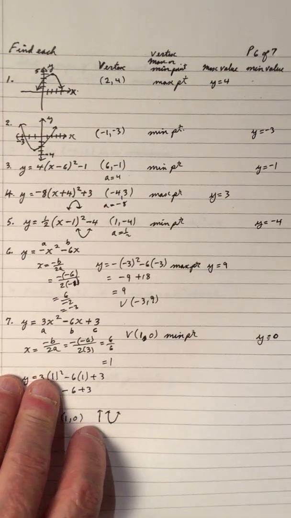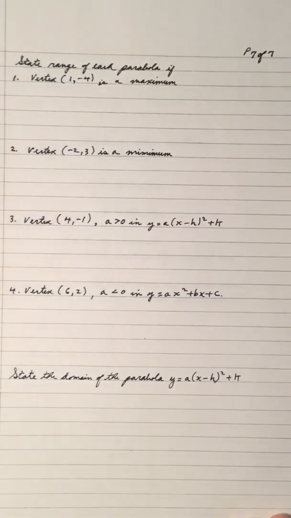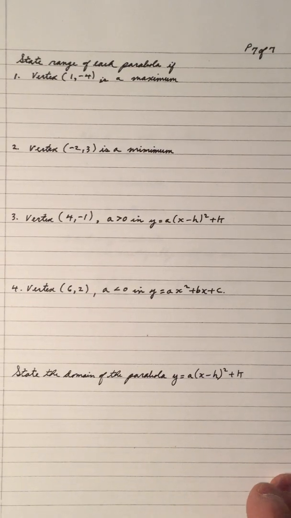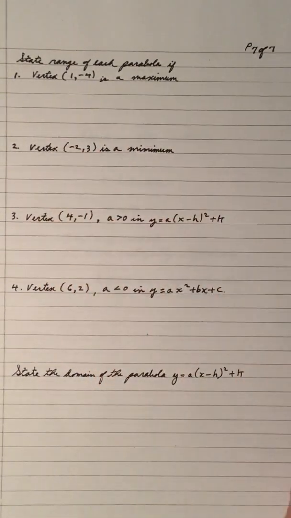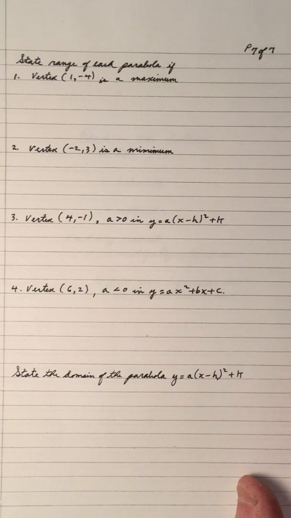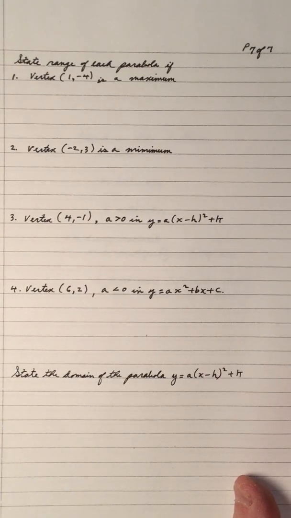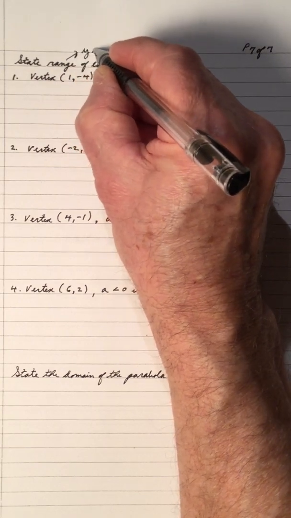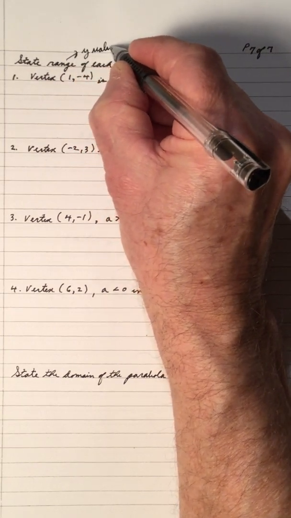Hopefully, you're understanding the maximum and minimum point of a parabola, the maximum and minimum value. And the last page, state the range of each parabola. Now the range is the y values, the y values that we practiced in the earlier video.